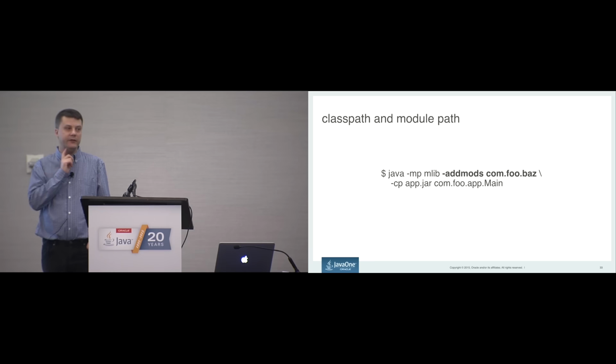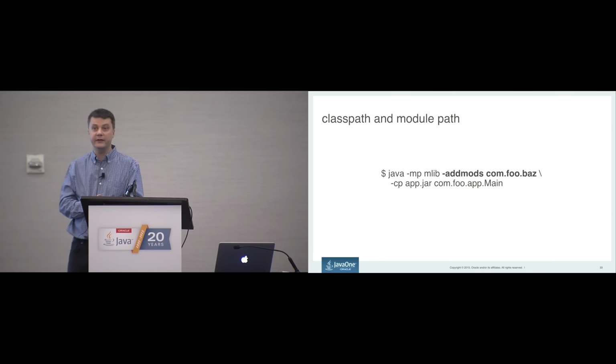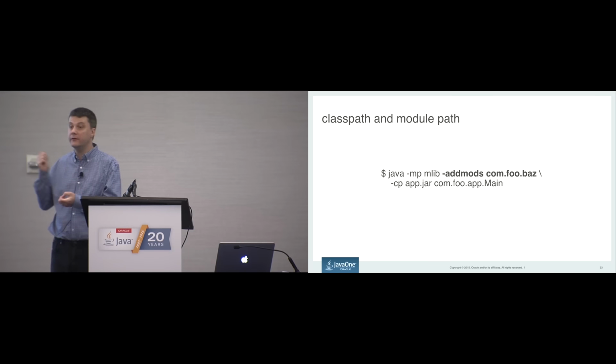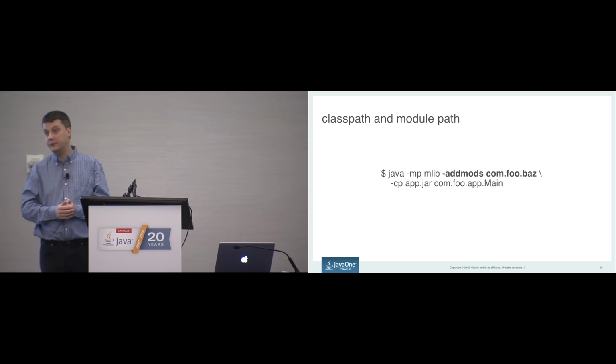Remember in the previous slides where I showed the module graph and what happens at startup? There isn't an initial module to think about here. There could be 1,000 libraries, modular jars sitting in that mlib directory. How do I know which ones I'm supposed to load? And this is the reason this example has an add mods option.